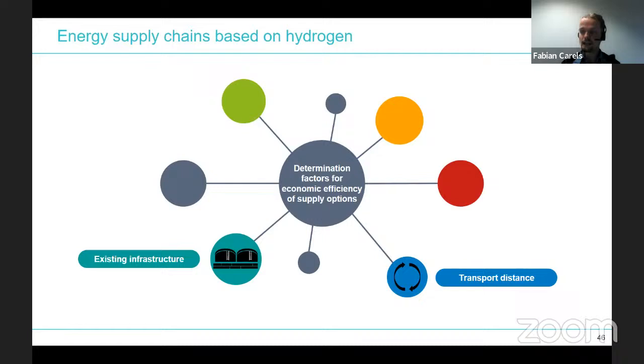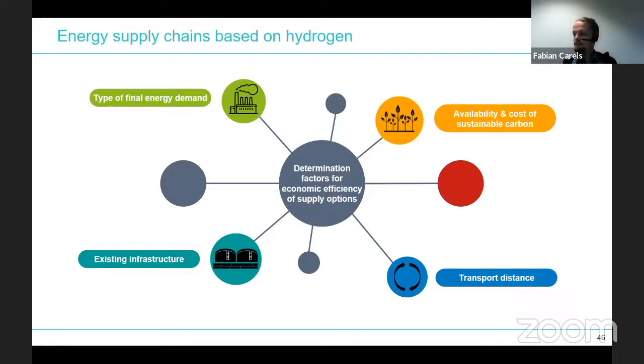We also have to look at existing infrastructure, so what is available in the exporting countries. For example, if we look at Algeria, where there's already infrastructure available for the transport of fossil fuels, then this might be an interesting aspect. We have to look at the final demand of the energy. Do we need the pure hydrogen, or do we maybe need ammonia or methanol or heat? This could influence our decision. Another aspect could be the availability and cost of a sustainable carbon source. As I mentioned, if we want to go via methanol or via synthetic methane, we need the green carbon.